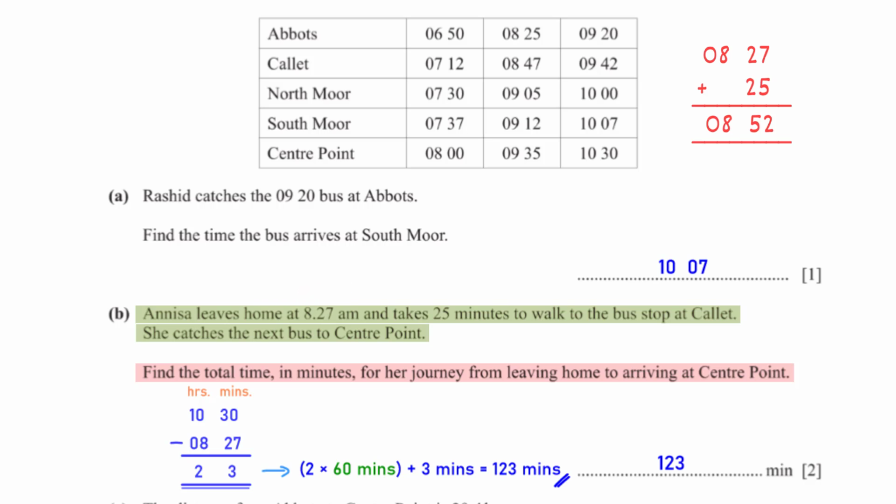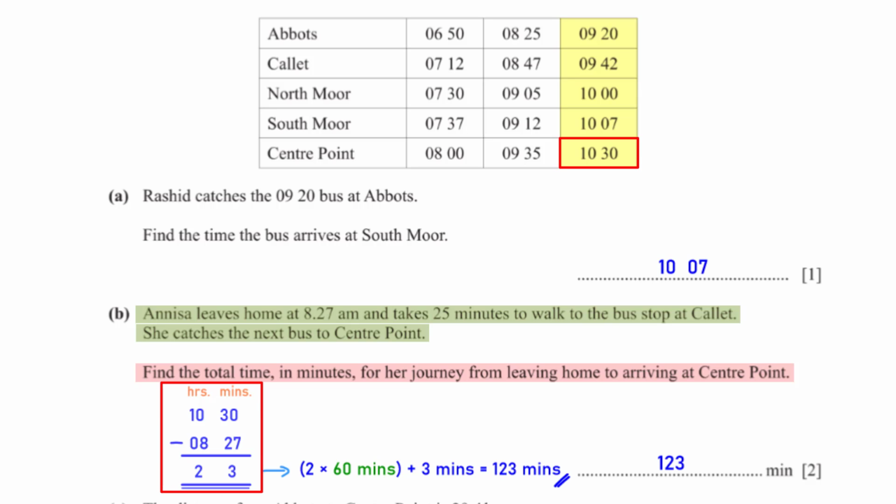If Anissa leaves home at 8:27 and takes 25 minutes to get to the bus stop at Scarlett, then she arrives at 8:52. This means she is able to catch the 9:42 bus and arrives at Center Point at 10:30. So now to get the total time for her journey, we subtract 8:27 from 10:30. Under the minute column, 30 minus 27 is 3, and under the hour column, 10 minus 8 is 2. So we have 2 hours, 3 minutes.